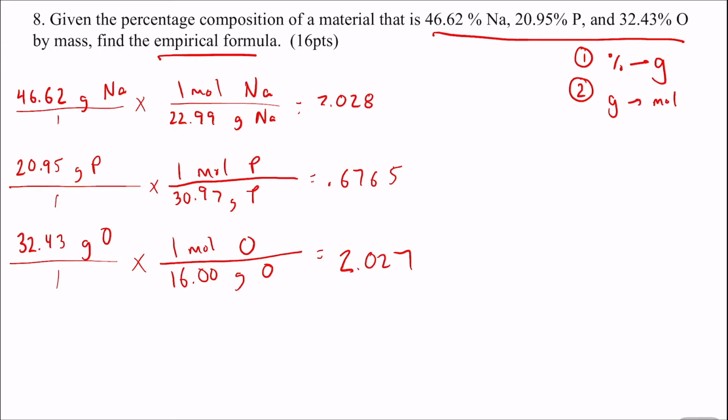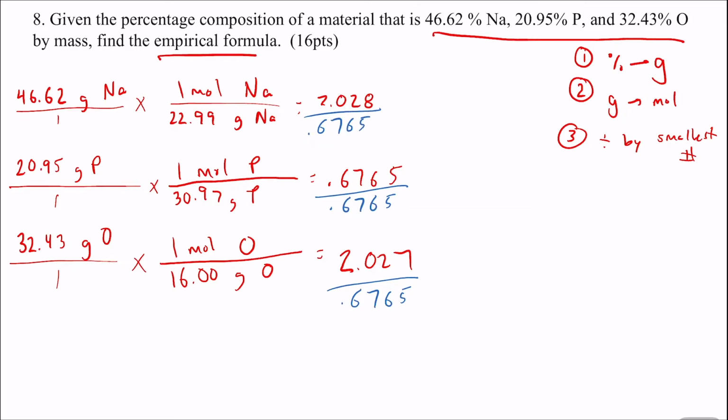Now, the third step is divide by the smallest number. So out of these 3 numbers, this is going to be the smallest one. I'm going to change the color to make it easier to see. Okay, so now we have these, and we're dividing them all by the smallest one. The middle one is going to be 1 because it's the same number being divided by itself, and the other ones are going to be 3.